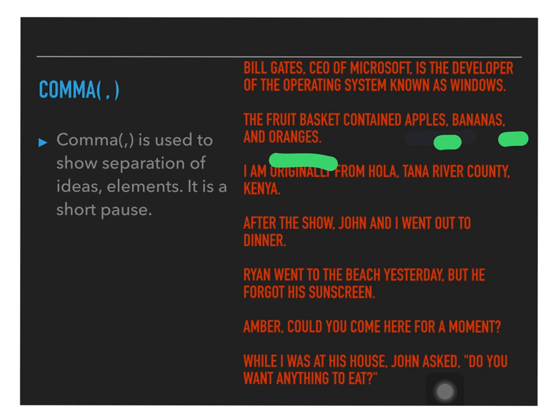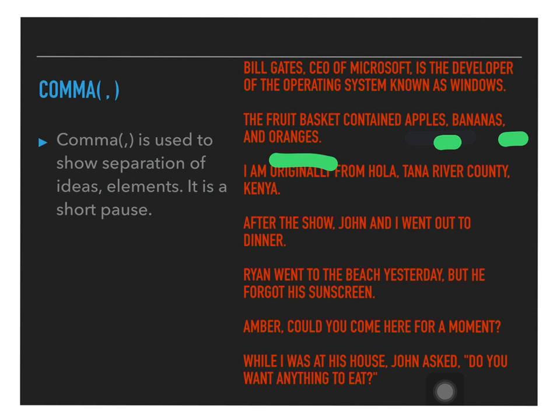Third example is, I am originally from Hola, Tana River County, Kenya. Now, why is that? Here in this sentence, guys, why am I using a comma? Because a comma is used to separate a larger geographical area from a smaller one located within it.